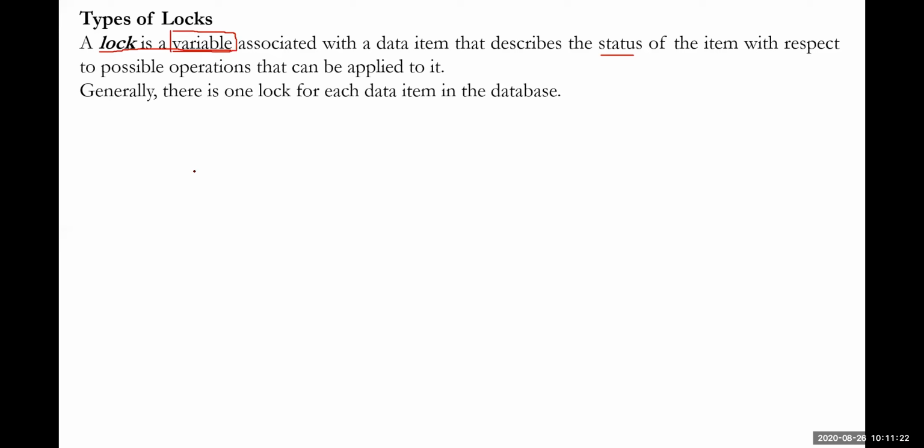Generally, there is one lock for each and every item within the database. If you consider a table that you define, and within the table, for example, there are 5 columns, every column has its own lock, I mean, a status of the lock item. That is what you need to remember.